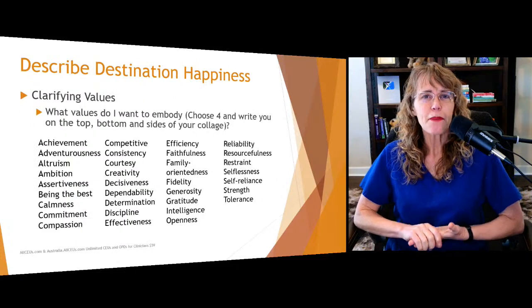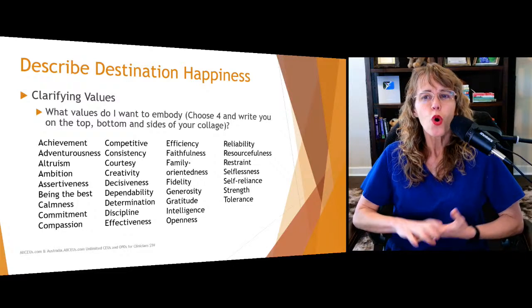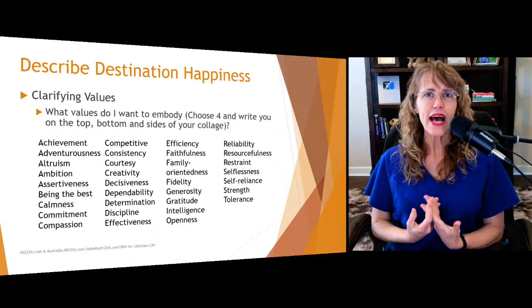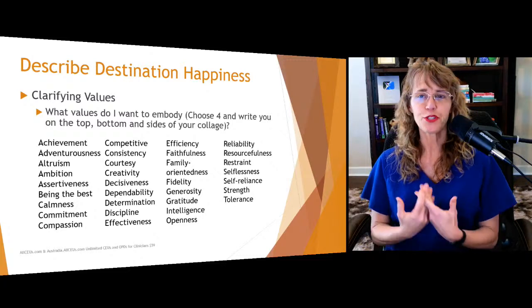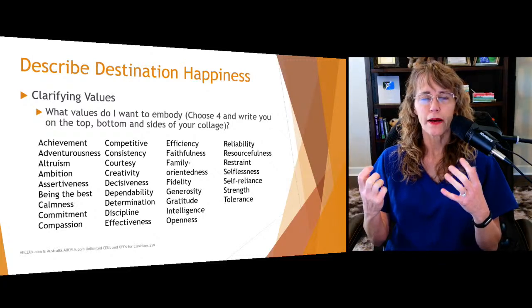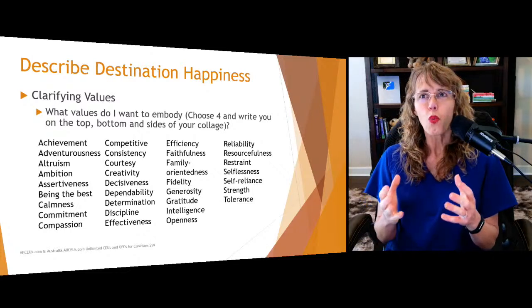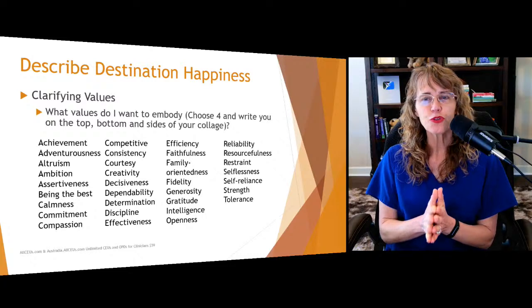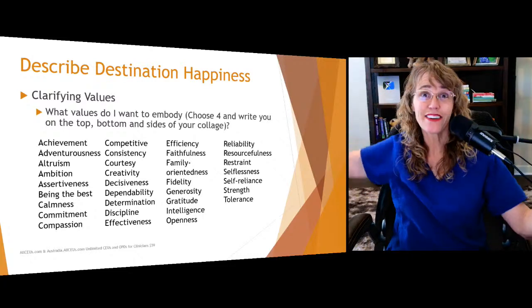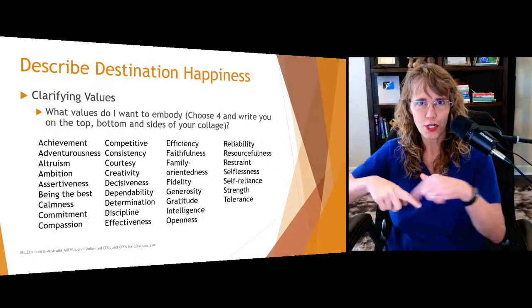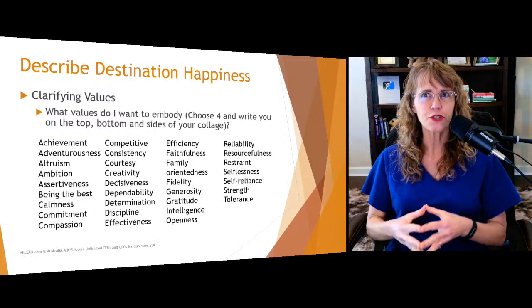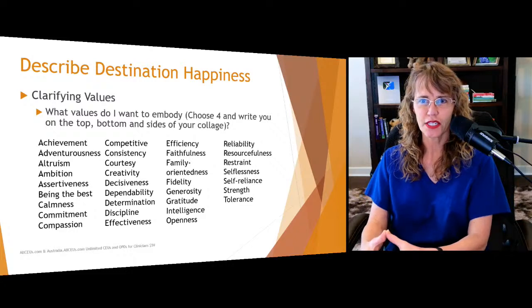And the third step is to clarify your values. What values do I want to embody? If I had somebody introduce me using four adjectives, what adjectives would I want them to use? And you can write those, if you're doing a big collage, you can write those on the four sides of your collage. But it's important to recognize what values are going to guide your decisions.